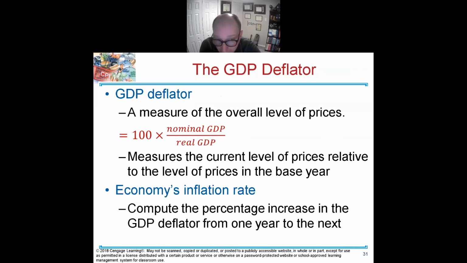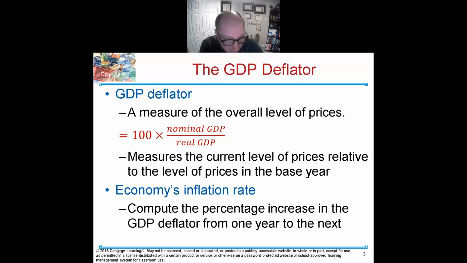We can measure overall price levels and the changes in price levels relative to the base year. And the way to do that is through what we call the gross domestic product deflator. So the formula for this is relatively simple. We take nominal GDP divided by real GDP times 100. That's what we call the GDP deflator. Basically, it measures the changes in actual price.